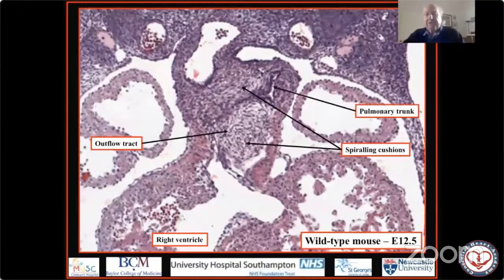And more distally, the outflow tract has separated itself into the pulmonary trunk and the intrapericardial aorta. The spiraling arrangement of the cushions themselves, in the normal heart, is such that when the aortic root is connected into the left ventricle, it will take systemic blood, whereas the pulmonary trunk will retain its connection to the morphologically right ventricle and will receive the systemic venous return.